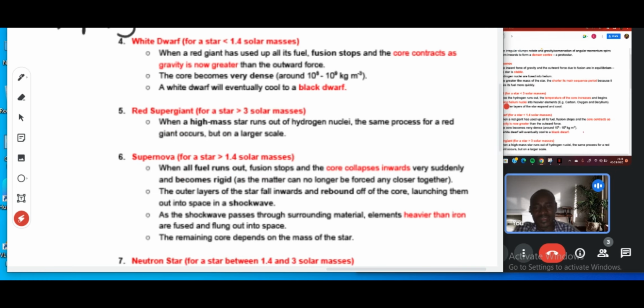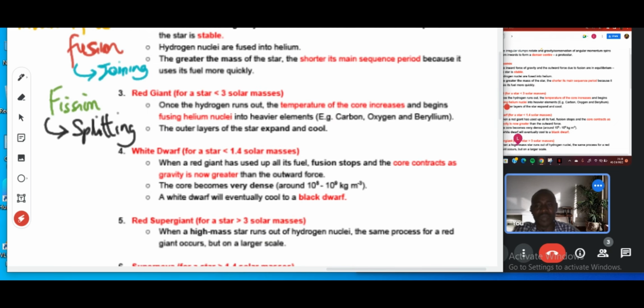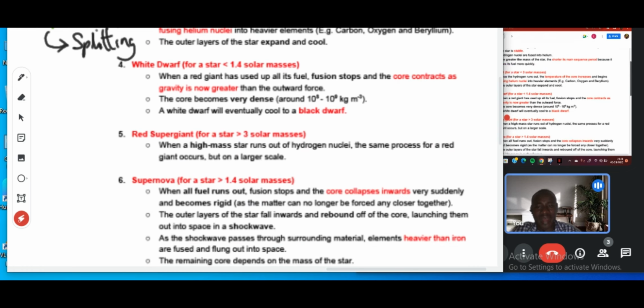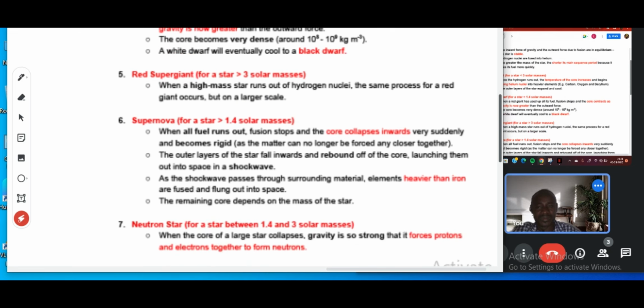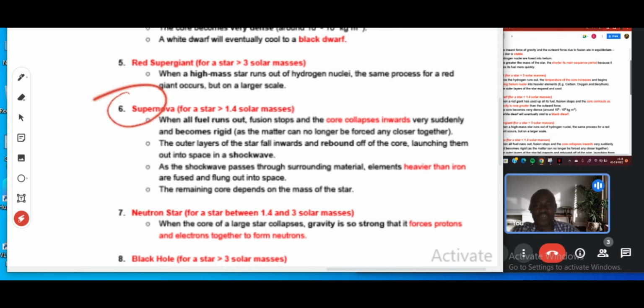And then there's another stage, what we call red giant star. This one comes from a red giant. So when a high mass star runs out of hydrogen nuclei, the same process for a red giant occurs, but on a larger scale. So a red supergiant is formed. Okay, now supernova.